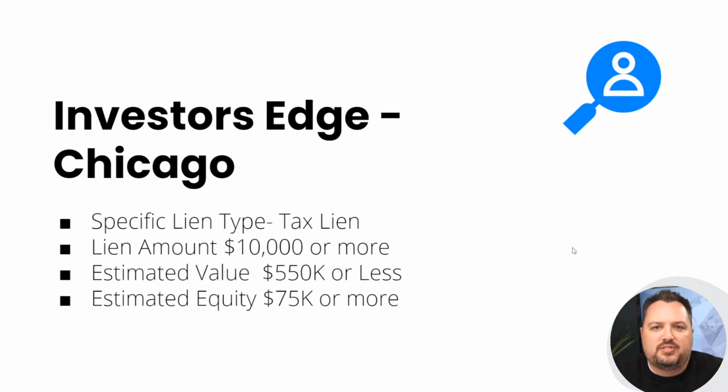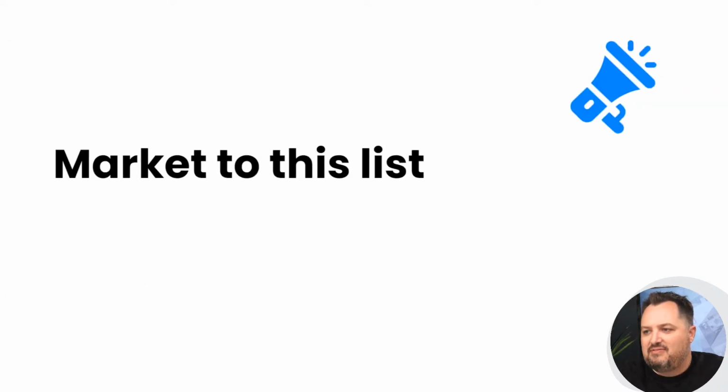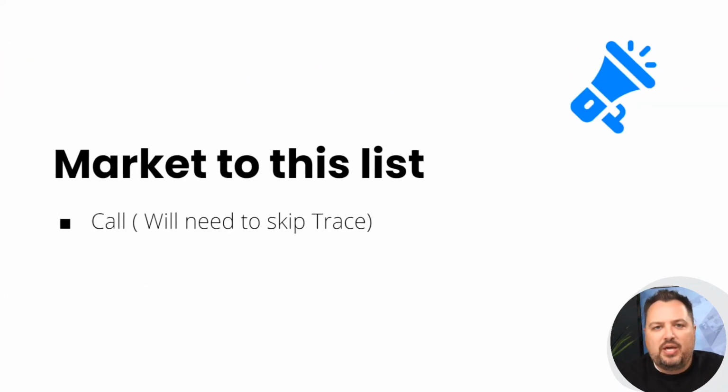We went to Chicago. We said we want tax liens. We could do the lien amount. I didn't do the lien amount on these, but we could do $10,000 or $5,000 or more. Estimated value $550,000 and no less than $75,000 of equity. And then we can market to these lists.